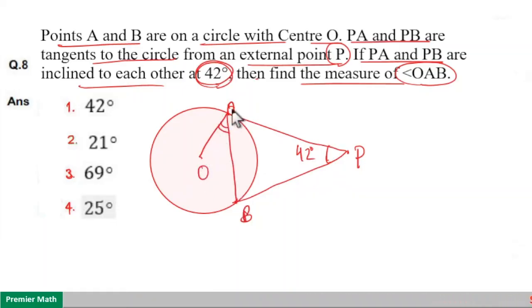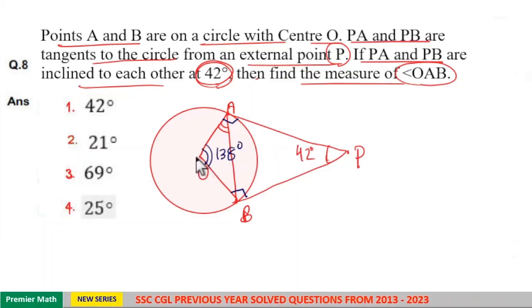Now, OA is a radius, and a radius makes 90 degrees with the tangent. You can see this angle is 90 degrees. In the same way, OB is also a radius, so OB makes 90 degrees with the tangent PB. Now, you can see this is a quadrilateral. The sum of angles of a quadrilateral is 360 degrees. These two angles are 90 plus 90, 180 degrees, and the third angle is 42 degrees. Then the fourth angle is definitely 180 minus 42, 138 degrees.